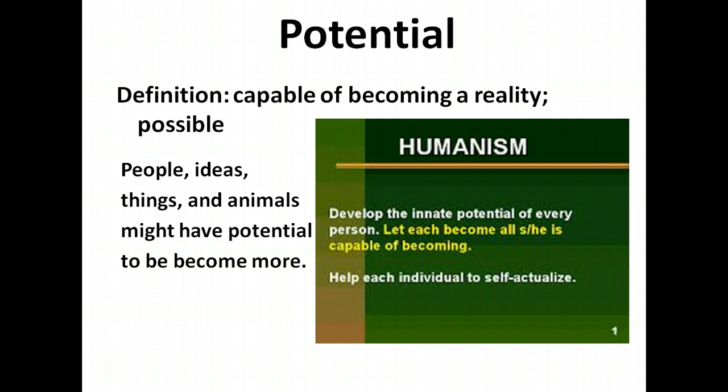If you were going to start the school garden, this poster shows the things that you would need to establish that garden. Potential. The definition is capable of becoming a reality or possible. People, ideas, things, and animals might have potential to become more. The idea of humanism basically talks about a person's potential. Develop the innate potential of every person. Let each become all he or she is capable of becoming.